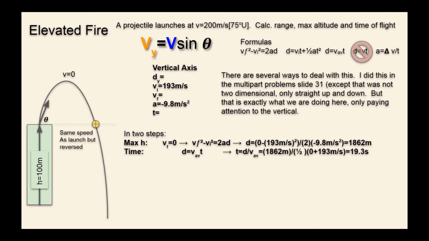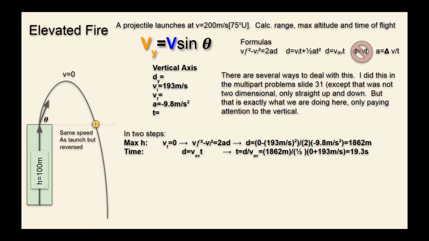The time of flight, we can get away with d equals v average t. That is not the same as d equals vt. d equals vt assumes constant speed. d equals v average t can deal with acceleration. We work out the time and we get 19.3 seconds to the peak.